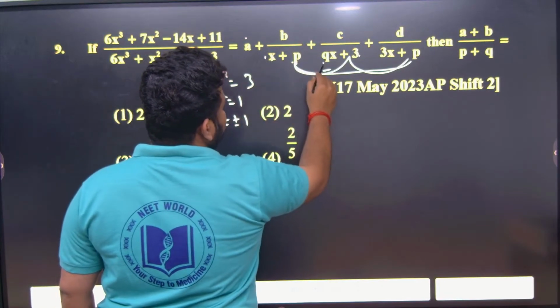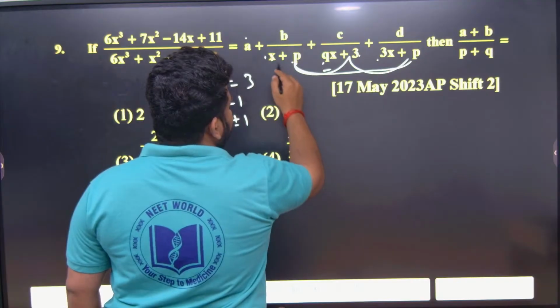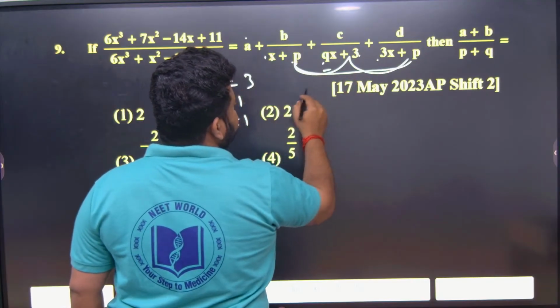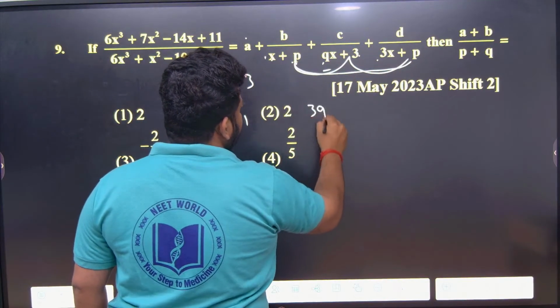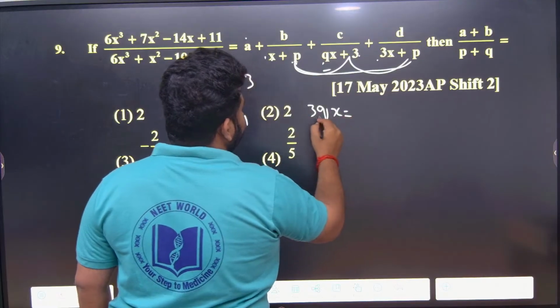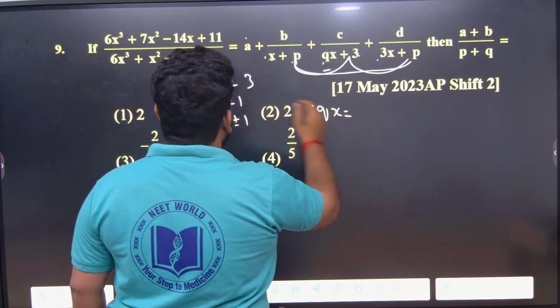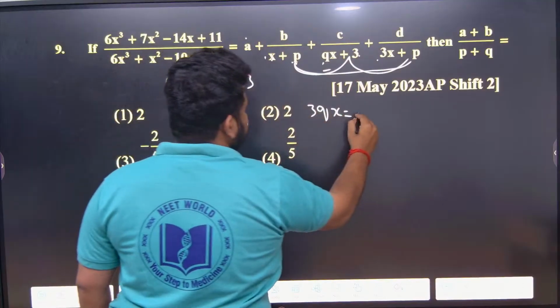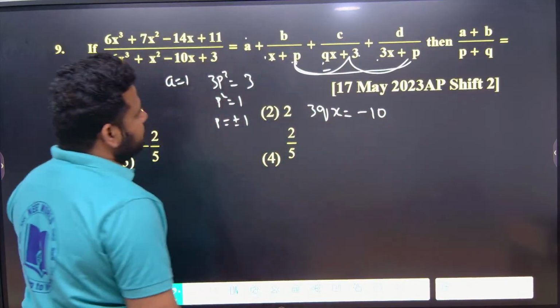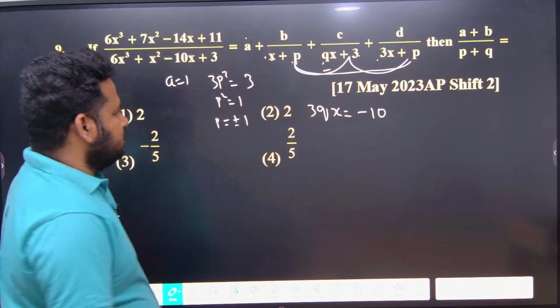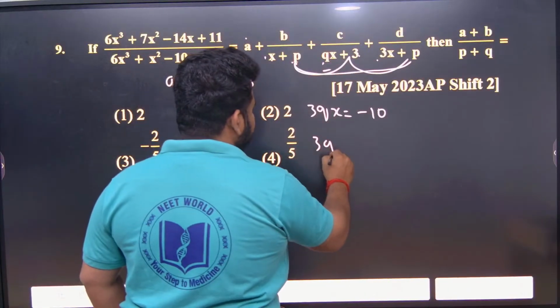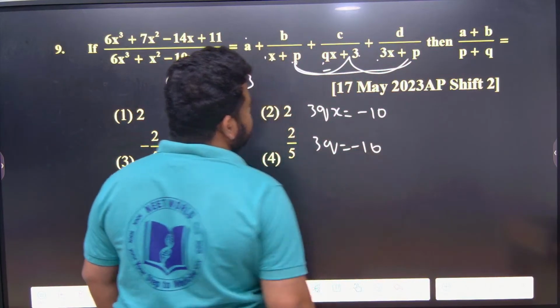Now further, if you multiply, what is the coefficient of x? 1 into q into 3, that is 3q. So 3q x will be equal to the coefficient of x, which is minus 10. We are having minus 10. So 3q will be equal to minus 10.